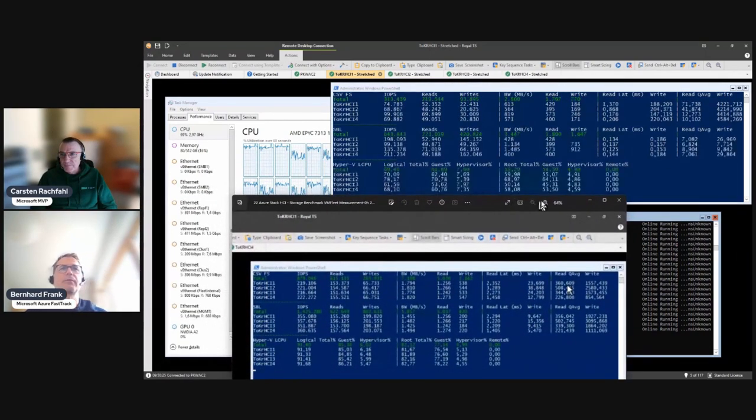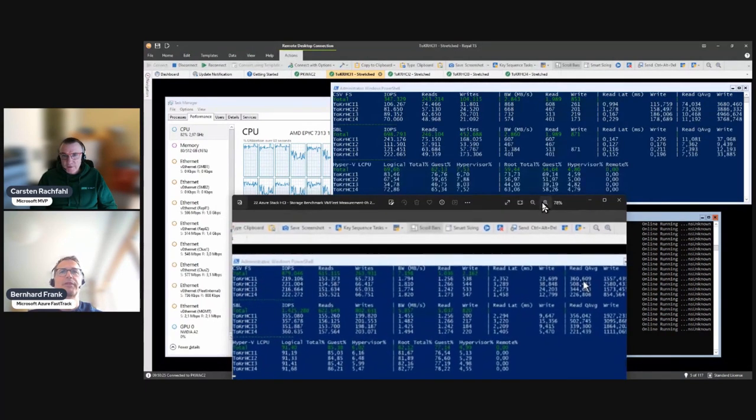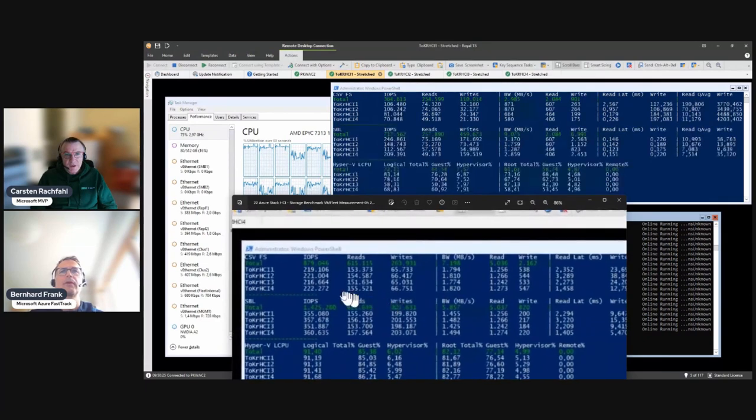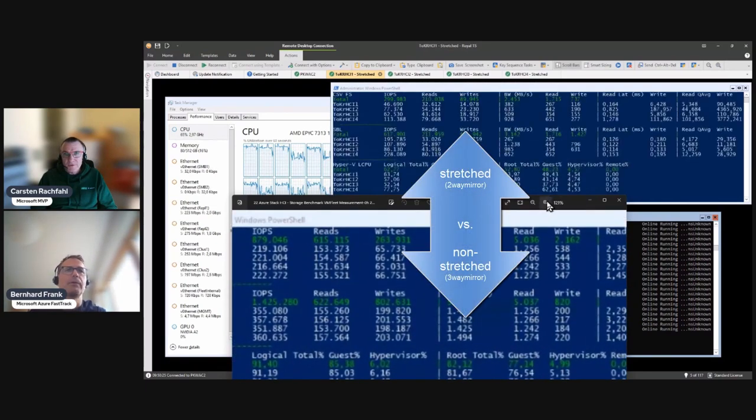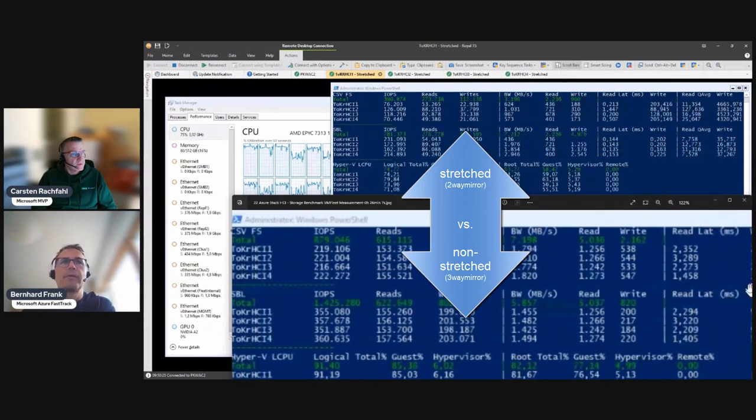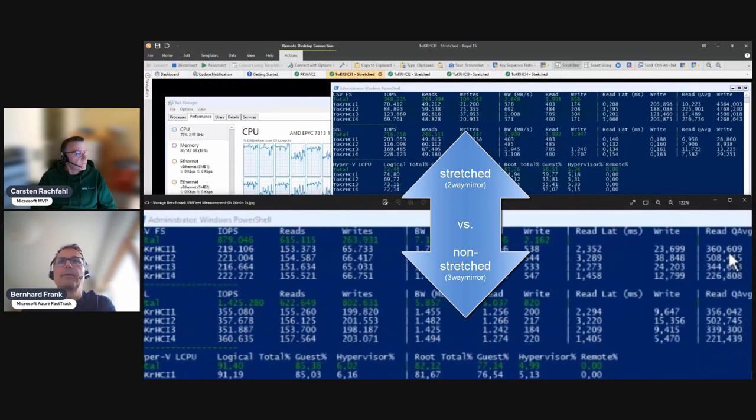Comparing this with the other series with a non-stretch cluster. Let's see here. We had 800,000. Can you make the screen bigger? Maximize this window, or at least a little bit. Is that enough? I just check the frame and put it a little bit larger. Like this. Okay, we can do that.